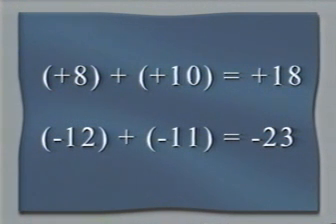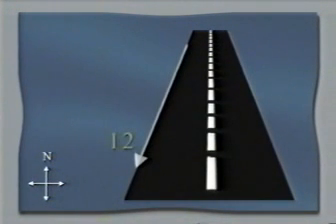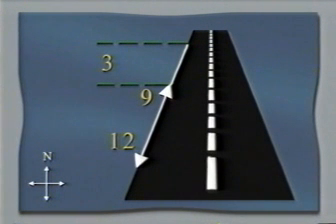So a positive 8 plus a positive 10 is positive 18, and a negative 12 plus a negative 11 is negative 23. But what if I traveled 12 miles south and then went 9 miles north? I would certainly not add. I wouldn't be 21 miles away from my starting point. In fact, I would be 3 miles south because I had gone 12 miles south and then turned around and went 9 miles north. Okay, what does this mean?